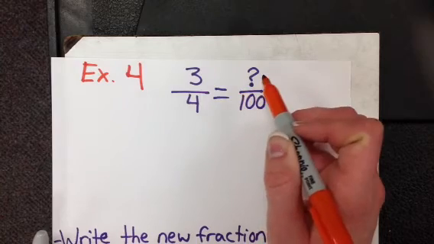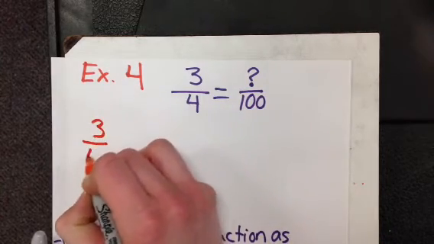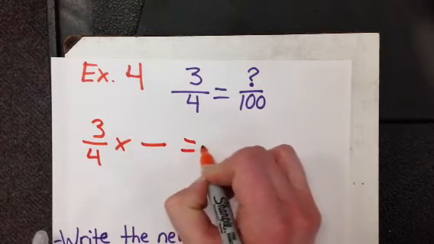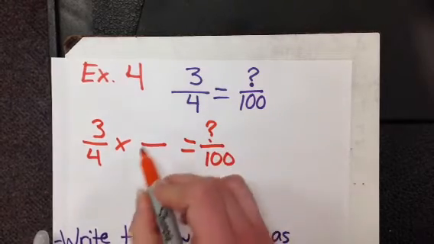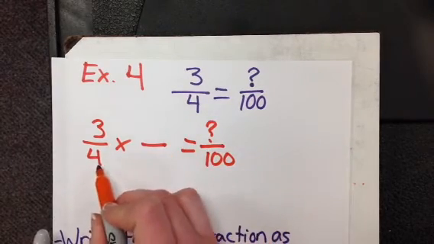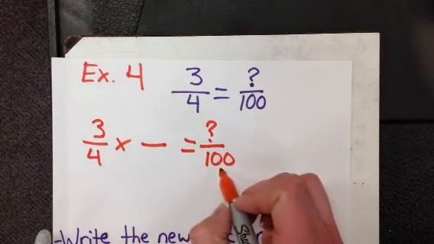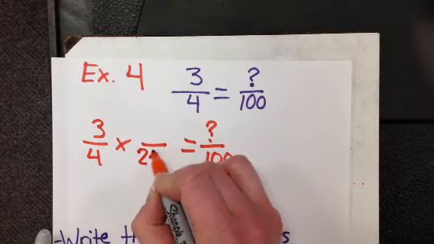3/4 times something equals something over 100. So let's write this out. 3/4 times some fraction is equal to something over 100. So we need to find out what this is. So we use what we know. We know we have 2 denominators. So 4 times what is 100? Well, that will be 25.